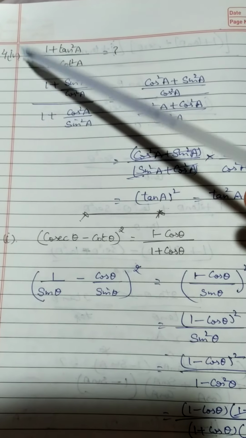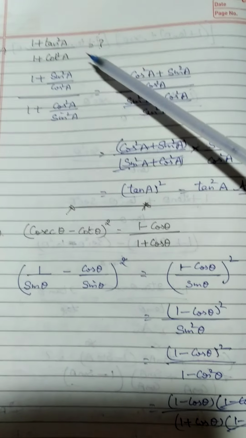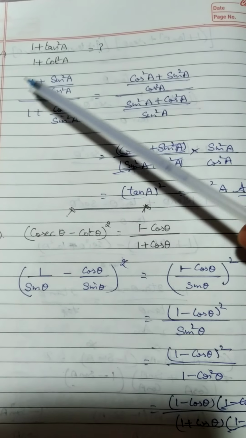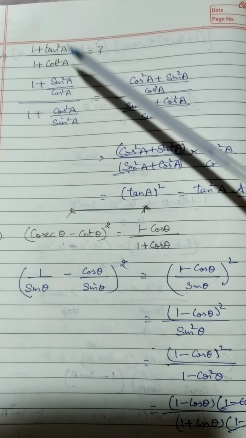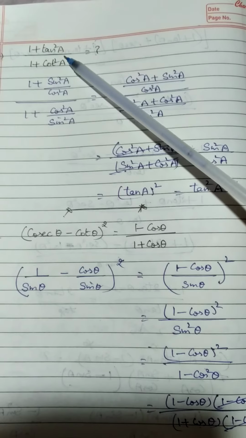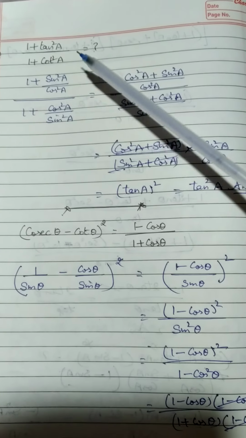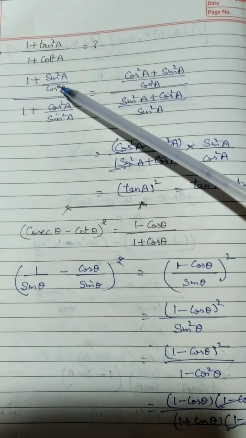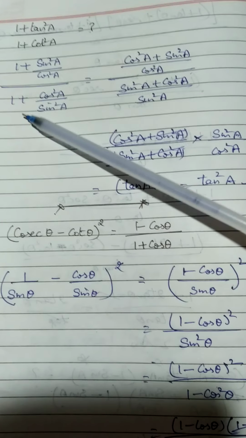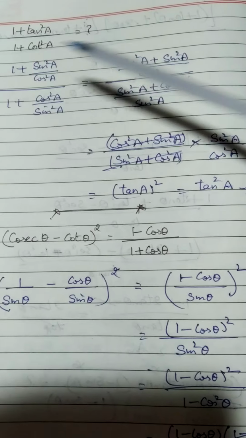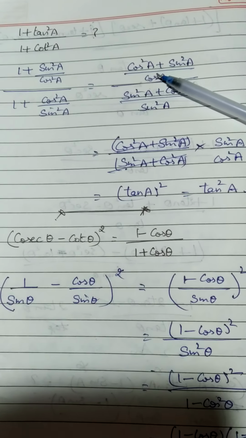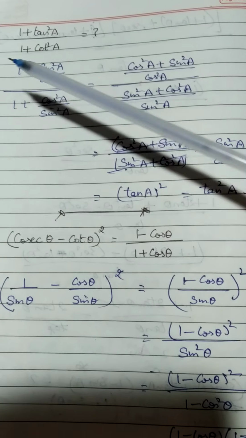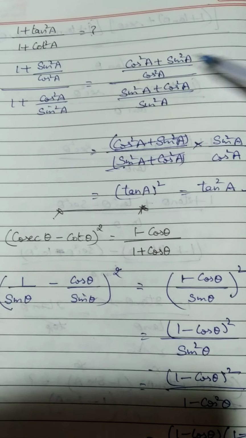The next part of the fourth question is we are to find the value of (1 plus tan square a) upon (1 plus cot square a). Now we are converting tan into sin and cos, and cot also into sin and cos. It is (1 plus sin square a by cos square a) upon (1 plus cos square a by sin square a). Here we take the LCM cos square a and we get cos square a plus sin square a.